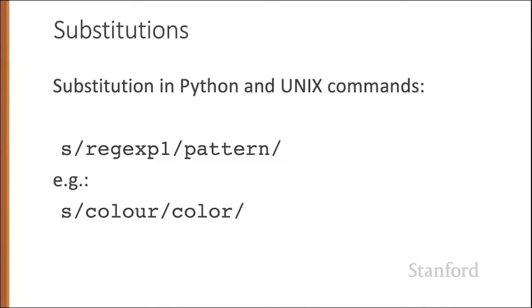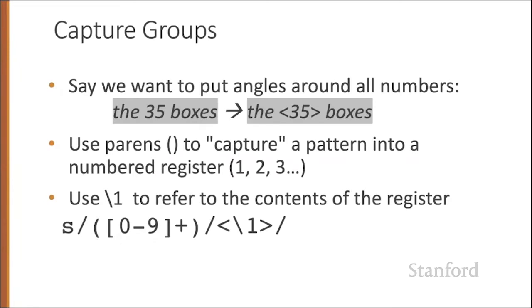another string. It's often useful to be able to refer to a particular subset of the string matching the first pattern. For that, we can use capture groups, a way of storing part of the pattern into a register so we can refer to it later in the substitution string. Let's say we want to put angle brackets around all the numbers, like 35 here. So we'd like to replace that 35 with 35 in angle brackets.